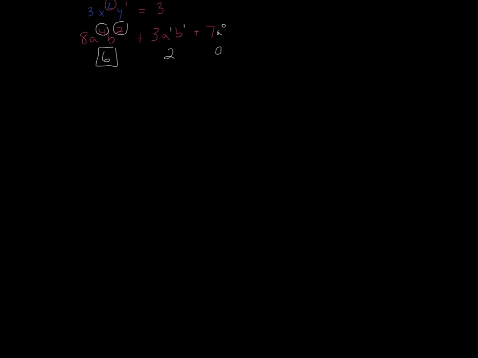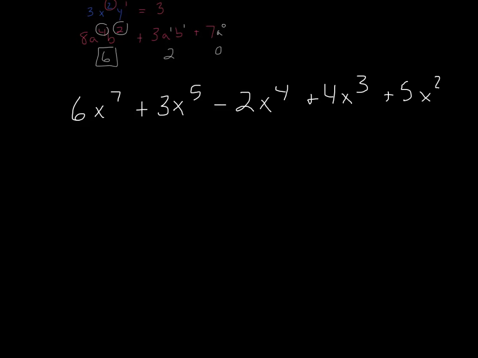So we have x plus 3x to the 5th plus 4x cubed plus 5x squared plus 6x to the 7th minus 2x to the 4th. The x to the 7th is the biggest, so we're going to go 6x to the 7th. Then plus 3x to the 5th is next. Then next would be the x to the 4th, so negative 2x to the 4th. And then plus 4x to the 3rd, then plus 5x squared, and finally plus x. So that would be putting them in descending order correctly.